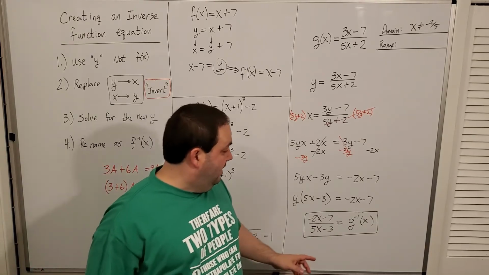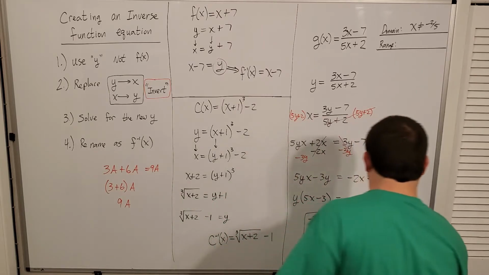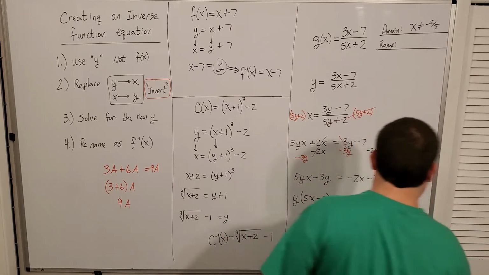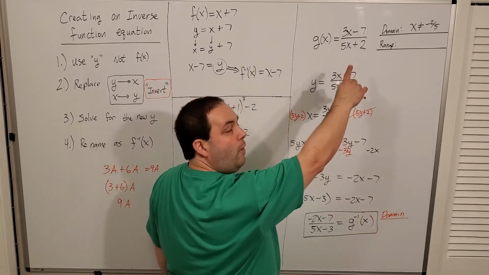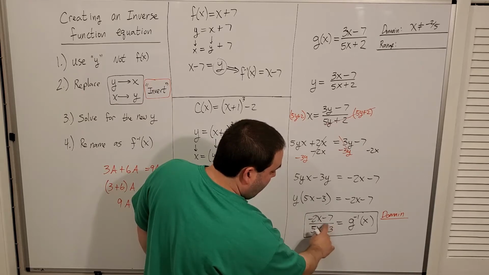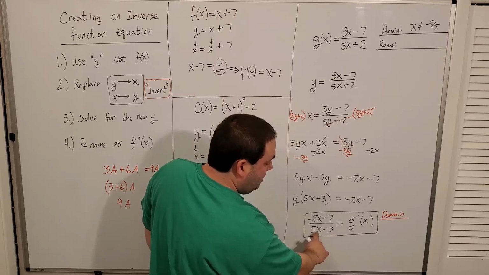So in other words, if I can find the domain of this guy, right? The domain here will actually be the range of the original function. Well, the domain's easy to find because, again, I'm only looking for the problems. Here, x cannot be 3/5.